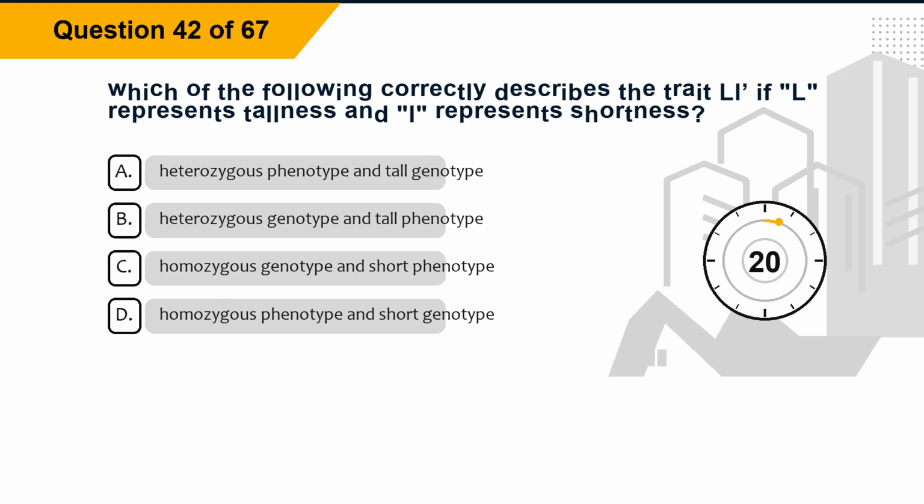Question 42. Which of the following correctly describes the trait LL, if L represents tallness and L represents shortness? Option A, heterozygous phenotype and tall genotype. Option B, heterozygous genotype and tall phenotype. Option C, homozygous genotype and short phenotype. Option D, homozygous phenotype and short genotype.